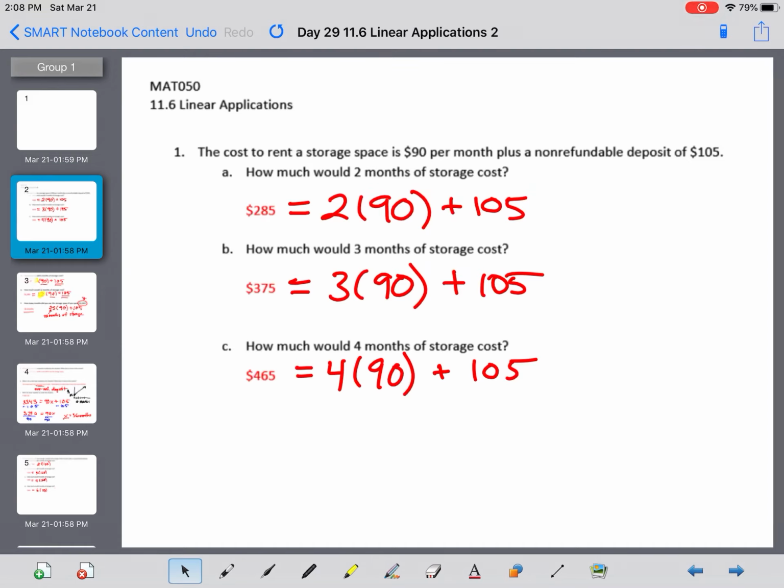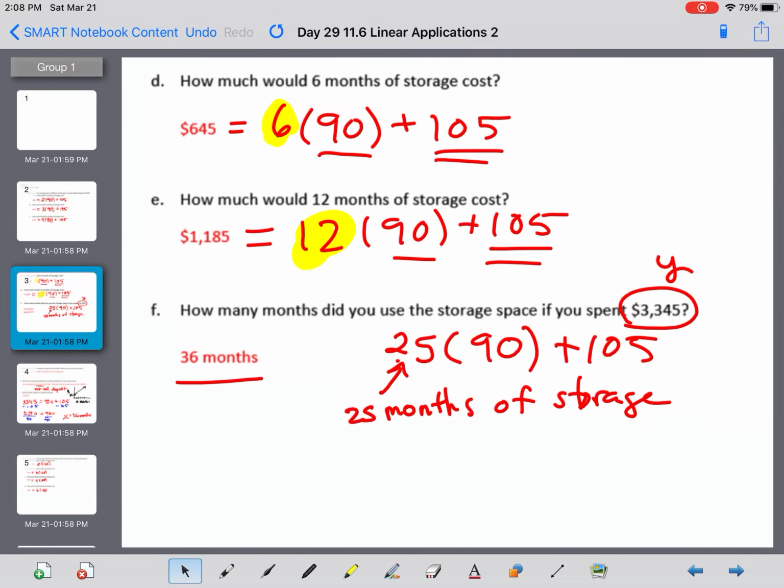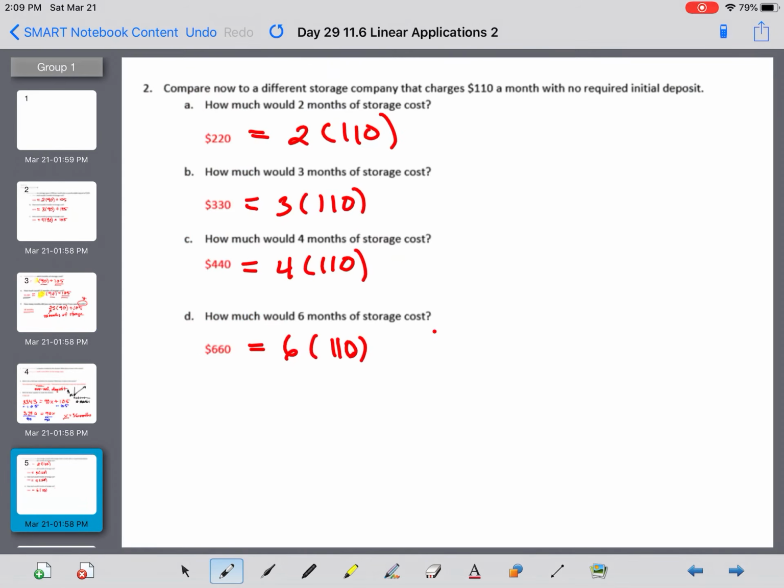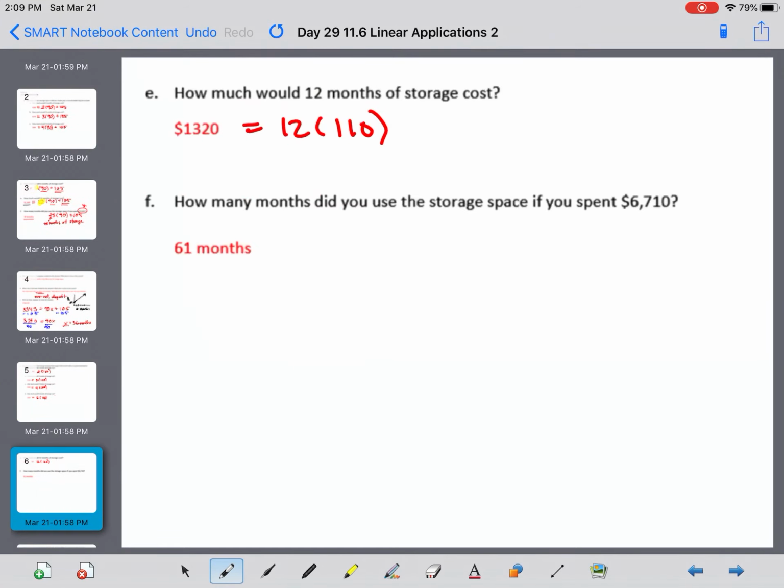If this was long-term storage, well, then I'd actually want to go with the first one because you can see, comparing the 12-month values, the first one right here, $1,185, is definitely cheaper than the 12-month option for the second storage unit. So just things to keep in mind. And other things to keep in mind is, even if you need this for long term, maybe you don't have that extra $105 in the beginning to be able to put down. But if you can find a way to come up with that money, then you would, in the long run, be saving yourself a lot of money.